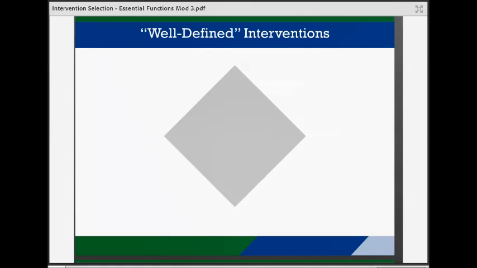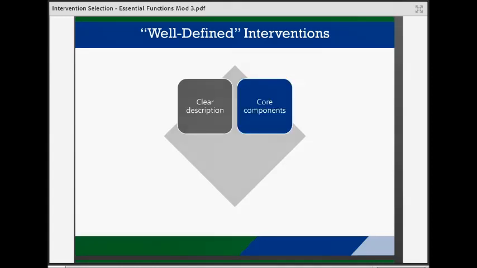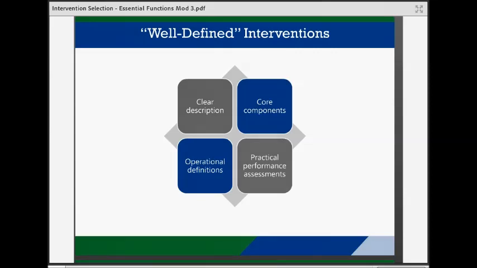In the first video in this series, we discussed well-defined interventions. Remember, well-defined interventions include 4 key items that help teams communicate, implement, monitor, and evaluate interventions. These key items include a clear description of the intervention and the intended target population, core components that define the essence of the program and represent the key building blocks leading to positive outcomes, operational definitions, or the specific actions and behaviors required to carry out the core components of the interventions, and practical performance assessments that define how to monitor the intervention.